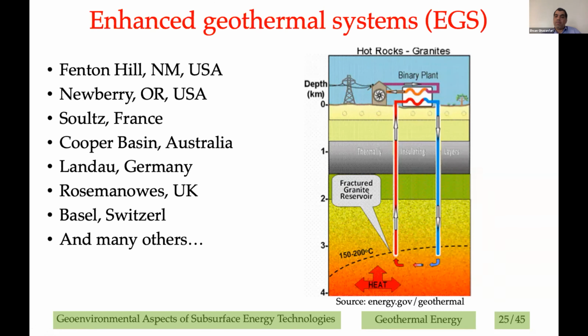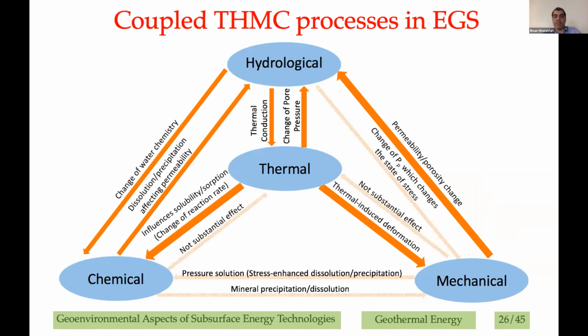There have been many trials and also some commercially operating EGS around the world, including here in the United States, in France, Australia, Germany, UK, and Switzerland. Some of them were successful proofs of concept, some of them were not. For example, the one in Switzerland was associated with induced seismicity, so the wells were shut off and the work did not continue. But some of the EGS are commercially operating currently in Australia, for example.